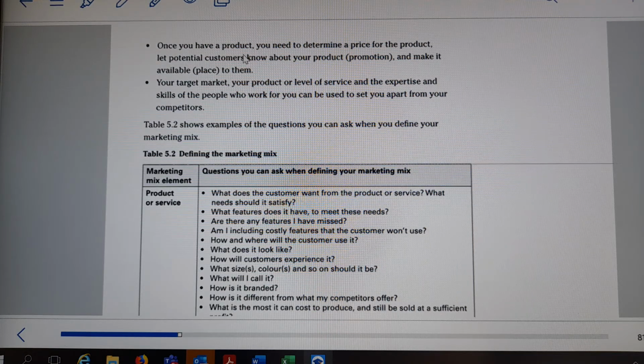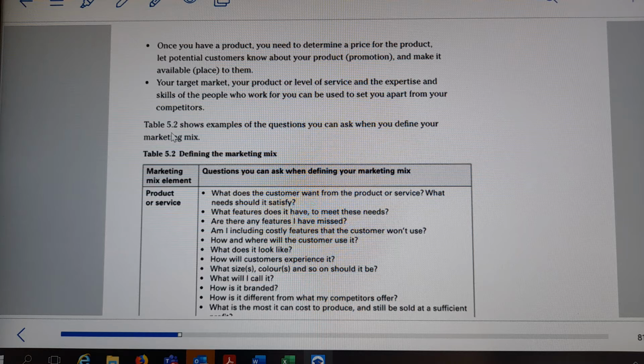Once you have a product, you need to determine a price for the product. Let the potential customers know about your product, which is promotion, and make it available at a certain place to them. Your target market, your product or level of service, and expertise and skills of the people who work for you can be used to set you apart from your competitors.